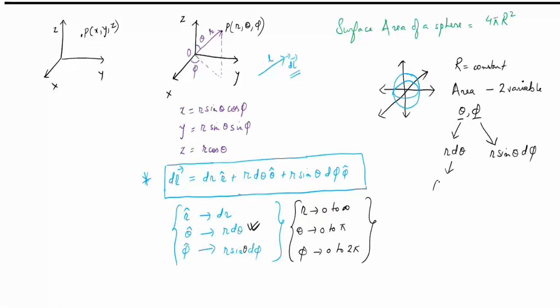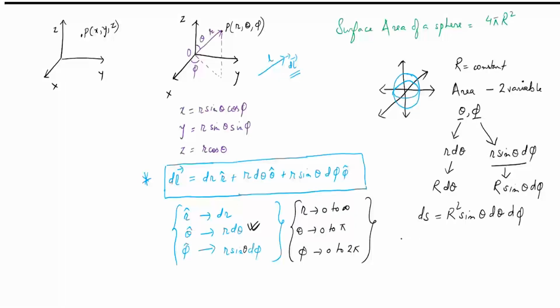But here r is constant. So we will have r d theta, and r sine theta d phi. So the surface element ds is equal to r square sine theta d theta d phi. Are you able to get this? Yes, sir.